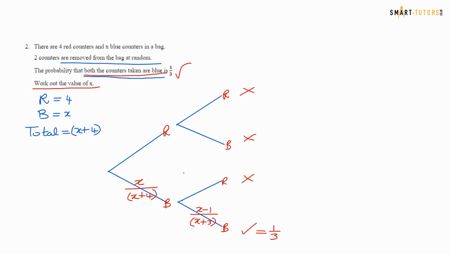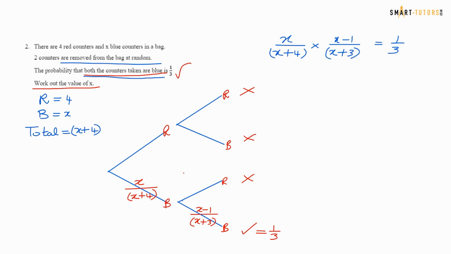Right, let's do some maths now. So algebra: x upon x plus 4 times x minus 1 over x plus 3 equals 1 upon 3. So these two fractions multiplied together equal 1 upon 3. Now the problem is, let me do it slowly because this is the part most of them have problem with, how to find out x.